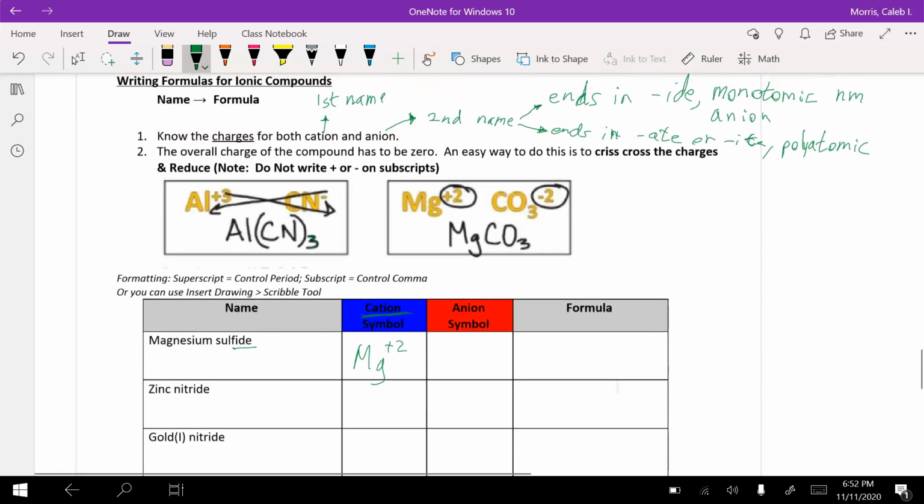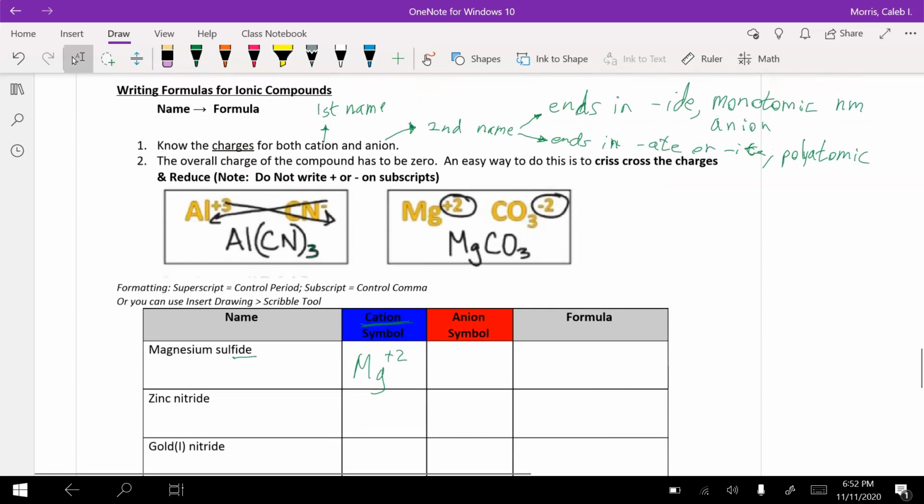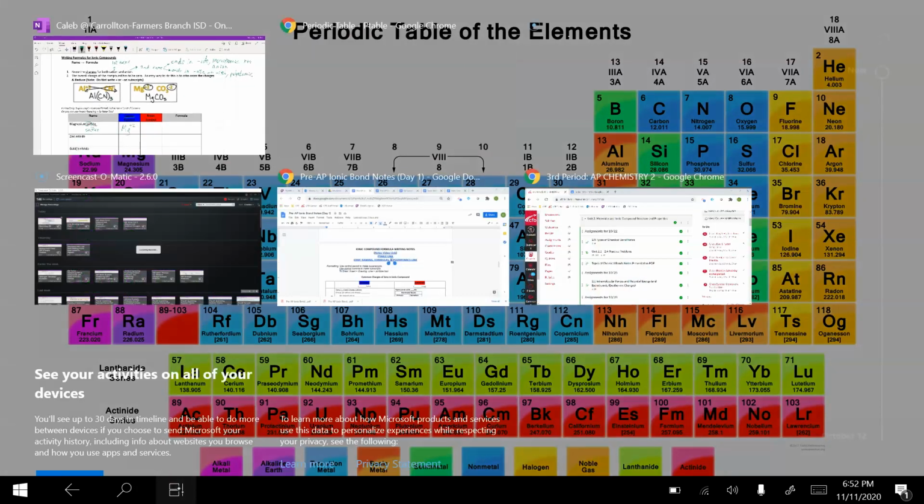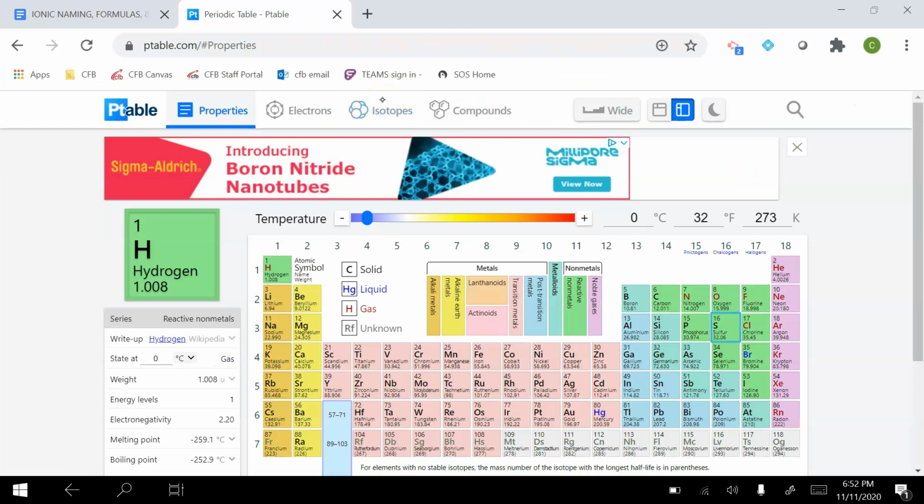All right, and then I have sulfide. Well, it ends in "ide." That means it's probably a monatomic nonmetal anion. So what starts with sulf that's a nonmetal? Well, that would be sulfur. So I just need to find sulfur on the periodic table and see where that's at. Sulfur is right here, and it's in group 6A, 16, which is 6A. It's got a negative 2 charge.